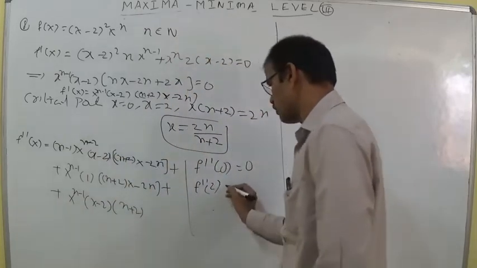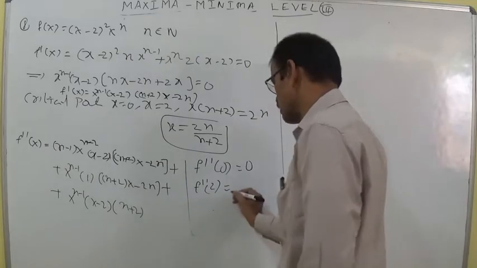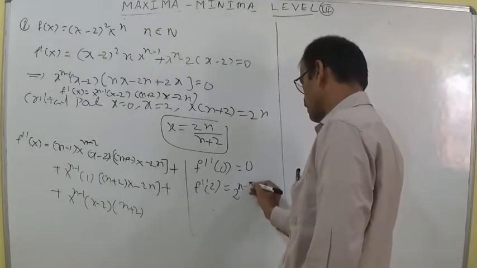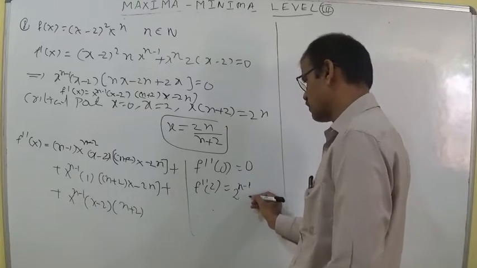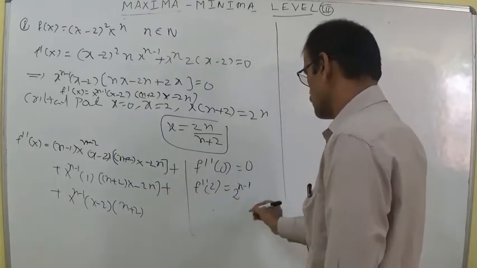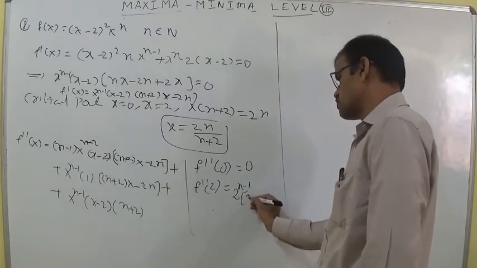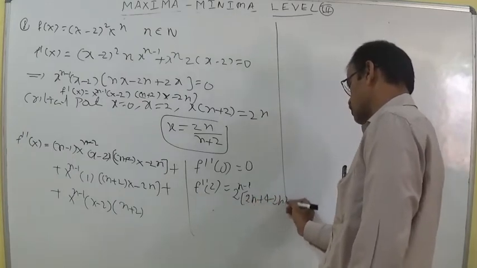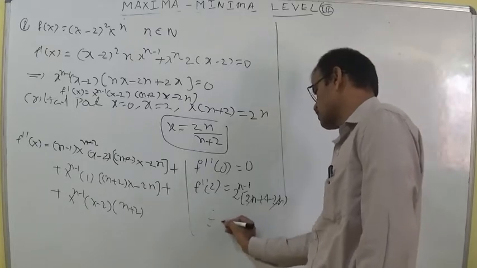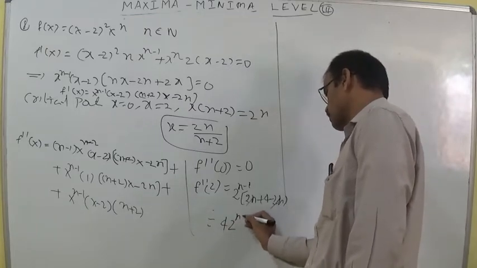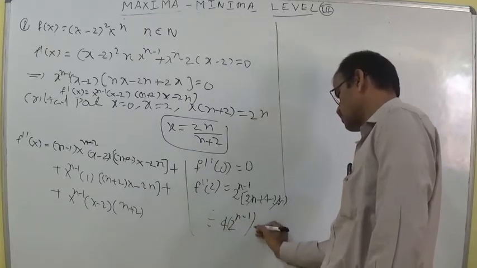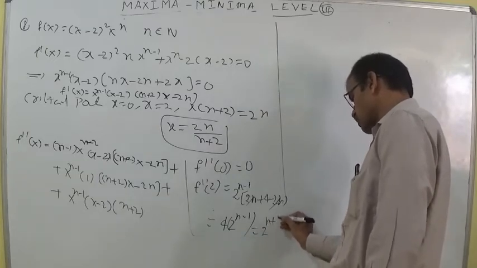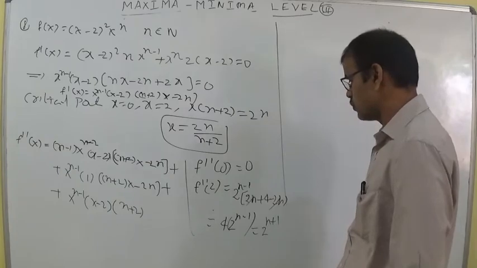If we substitute now, here we can write 2^(n-1) into ((n+2) into 2 minus 2n). So 2n plus 4 minus 2n, the 2n will get cancelled. So 4 into 2^(n-1) you can write. 4 you can write as 2 squared, so 2^(n+1) we can write here as f''(2).